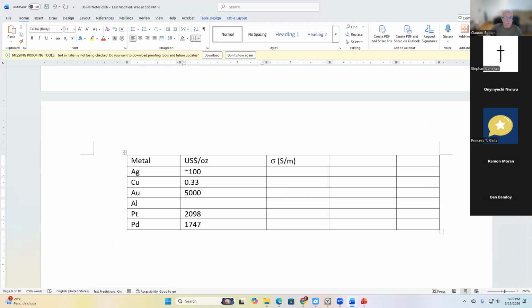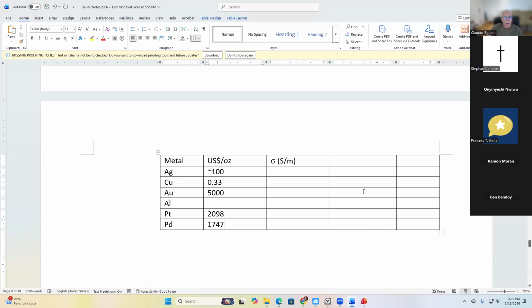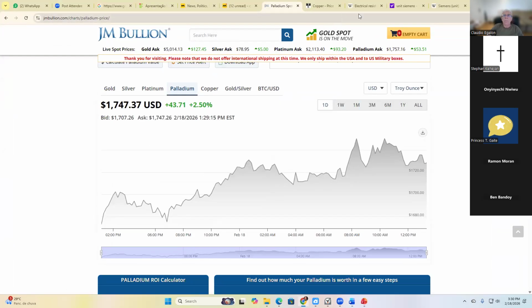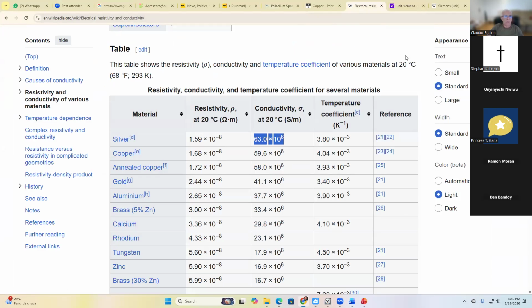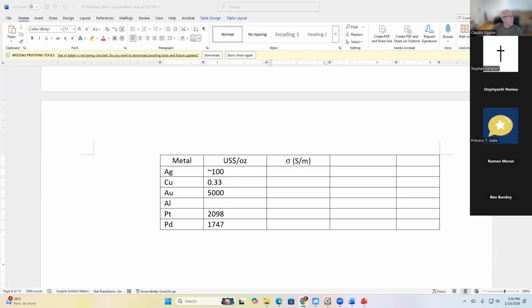1,747. These prices keep on oscillating depending on the demand. And let's take a look at the thermal conductivity. I don't think I need this one, but I'll keep it anyway for now. Electrical conductivity. Silver, 63 times 10 to the 6.